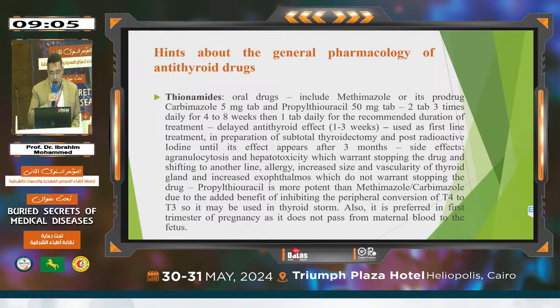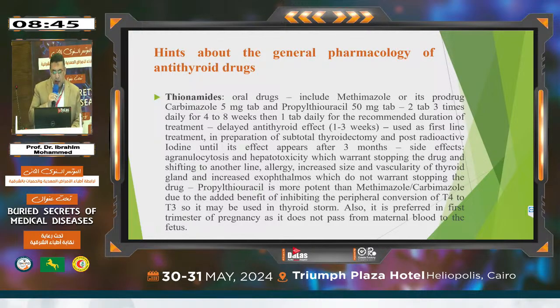Side effects of thionamides include agranulocytosis and hepatotoxicity, which warrant stopping the drug and shifting to another line of treatment of hyperthyroidism. Allergy, increased size and vascularity of the thyroid gland, and increased exophthalmos don't warrant stopping the drug.